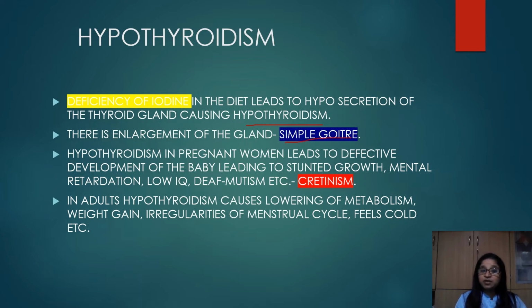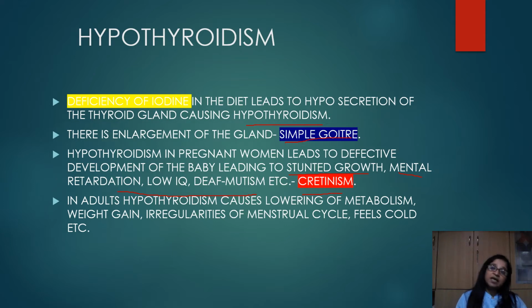If there is hypothyroidism in pregnant women, what will happen is it leads to defective development of the baby, leading to stunted growth physically, even mental retardation, a low IQ, deaf mutism, etc. This condition, when the child has physical and mental retardation, low IQ, deaf mutism, we call cretinism.